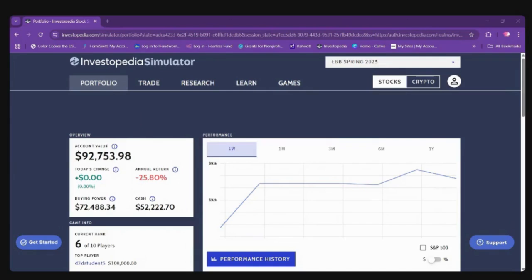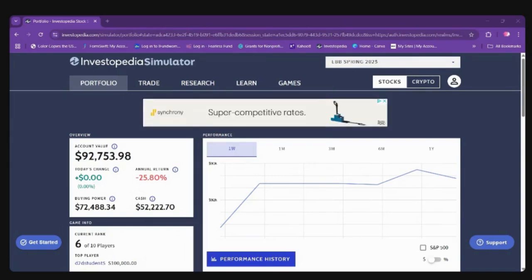This is the Investopedia stock market simulator, and I'm here to assist you with one, understanding the platform, why you should begin investing early, and what you need to actually do this in real life once you are old enough to do so. So first, let's get started.